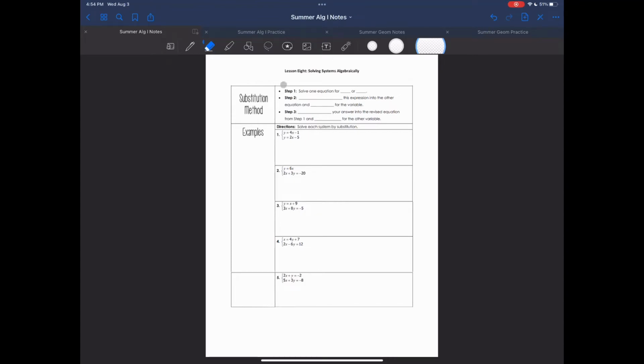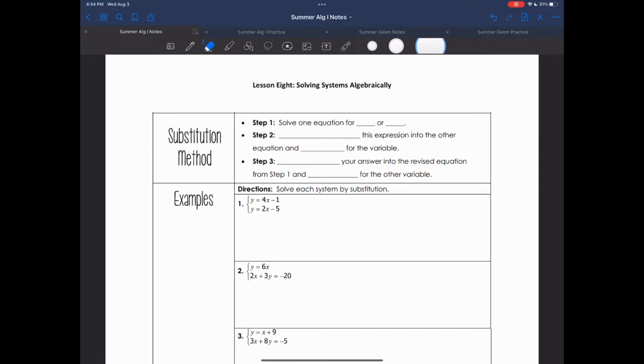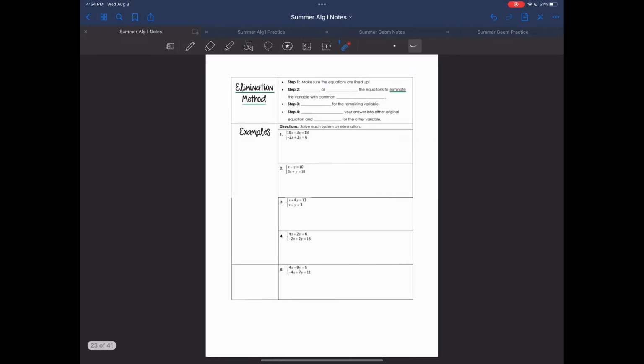We're going to piggyback up with Lesson 8, but we are going to make a big adjustment to this. If you notice Lesson 8, double check that yours are in the correct order in the binder. It should start with Lesson 8, Solving Systems Algebraically, and it should say Substitution Method on the first page. The second page should say the Elimination Method.